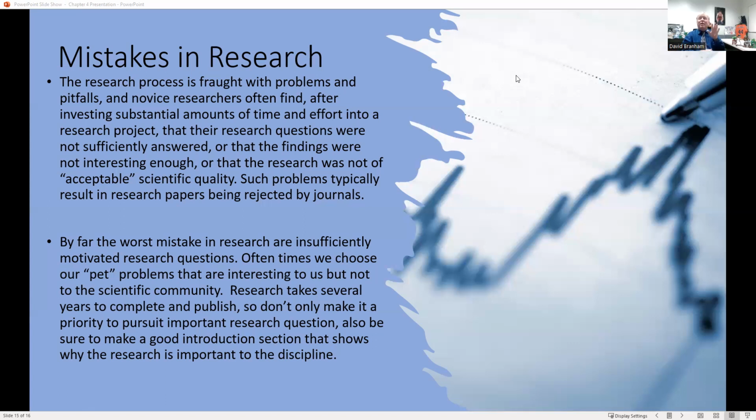So it's important to publish answering questions that are important to society. And it's important, once again, to go back to that introduction. When you write your introduction, you have to make sure that people understand why your paper is important. So the introduction is a very important part of your paper.